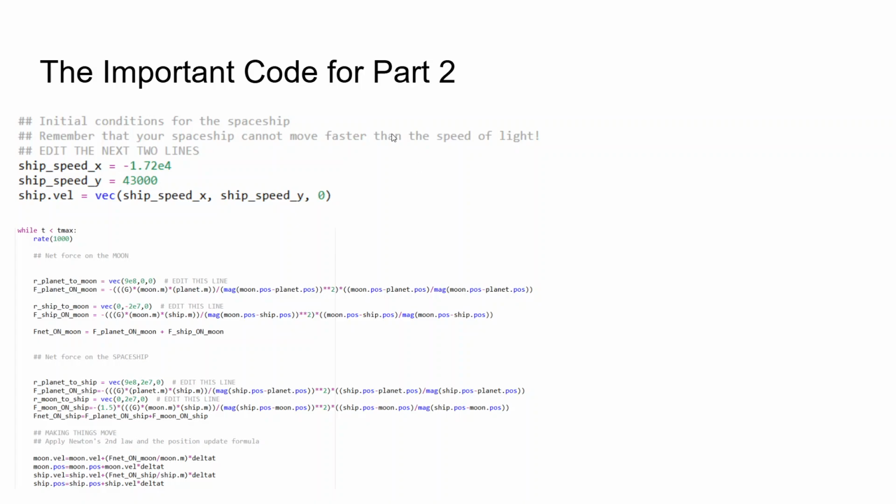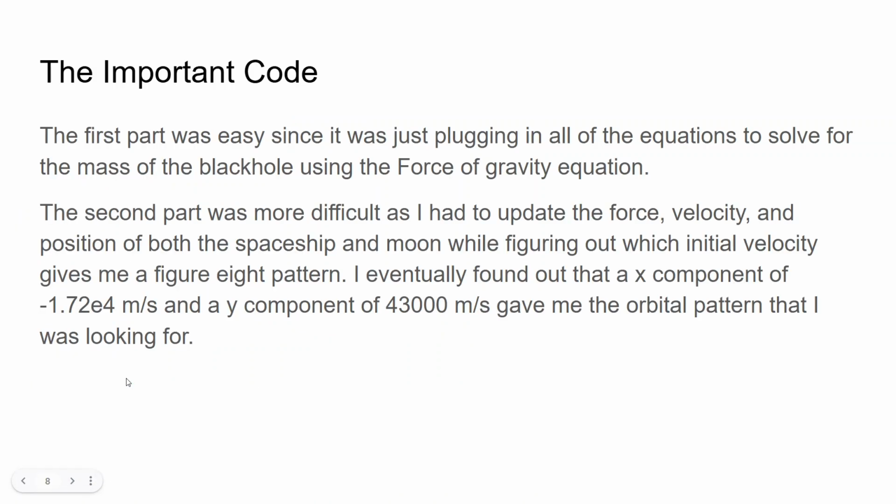Here's the important code for part 2. This is the initial ship speed that we were editing, and these are the position and force update formulas that I mentioned before. The first part was easy since it was just plugging in all the equations to solve for the mass of the black hole using the force of gravity equation.